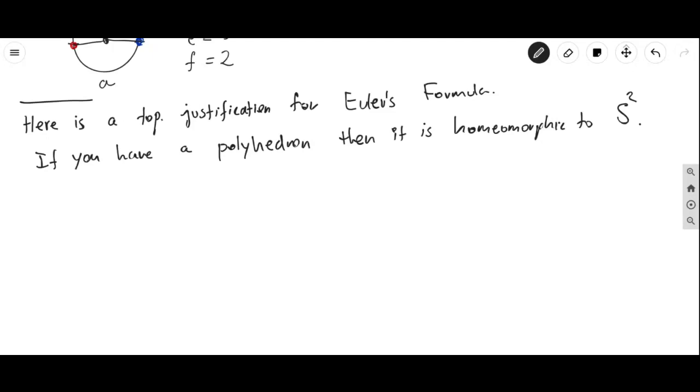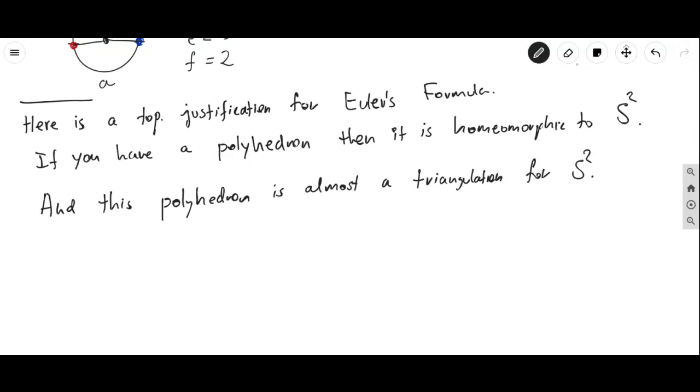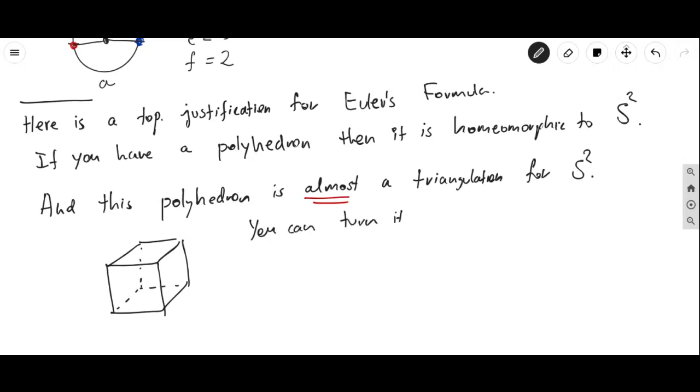So then it is homeomorphic to S2. And this polyhedron is almost a triangulation for S2. Now, why do we say almost? We say almost because the faces that make it up are not necessarily triangles. So if we go back to the cube, the faces are not triangles. But here's the point. You can turn it into a triangulation by cutting faces into triangles.